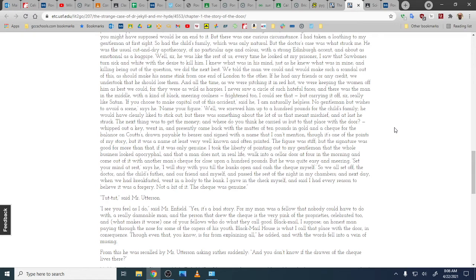The next thing was to get the money. And where do you think he carried us but to that place with the door? That place they were talking about a moment ago, where it's this sort of abandoned, strange gate. Whipped out a key, went in, and presently came back with the matter of £10 in gold and a cheque for the balance, drawn payable to bearer and signed with a name that I can't mention, though it's one of the points of my story. But it was a name at least very well known and often printed. The figure was stiff, but the signature was good for more than that.